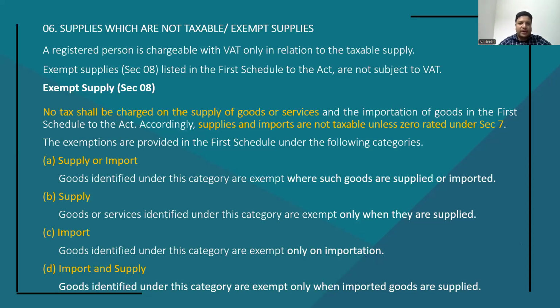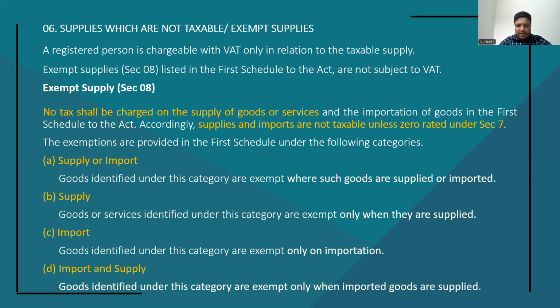Right. Now let's look at the supplies which are not taxable or exempt supplies. Can you remember the classification of supply of goods and services? Taxable supply of goods and services, non-taxable supply of goods and services. So we are going to discuss the non-taxable supply of goods and services, where VAT is not charged. A registered person is chargeable with VAT only in relation to taxable supplies. Exempt supplies given in section A listed in the first schedule to the Act are not subject to VAT. You can find the list of exempt items in the first schedule to the Act.